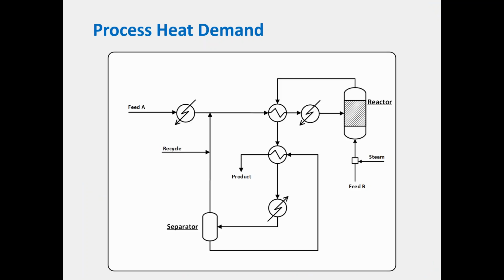Okay, so if we just focus in on the demand side a little bit more, here is an example process. We have something going on in a reactor, and then we have a separator which is separating out our product, and there's a bit of a recycle as well. Now, here we have some steam and some cooling water being supplied to the process in order to satisfy the heating and cooling demand. Okay, so we've got steam in these places here.